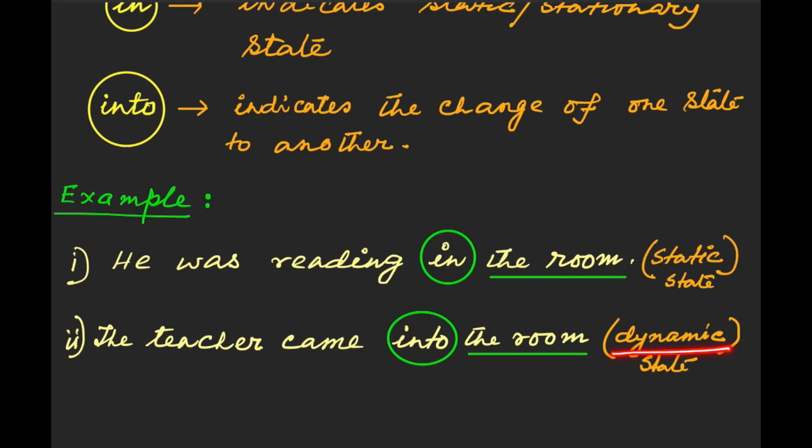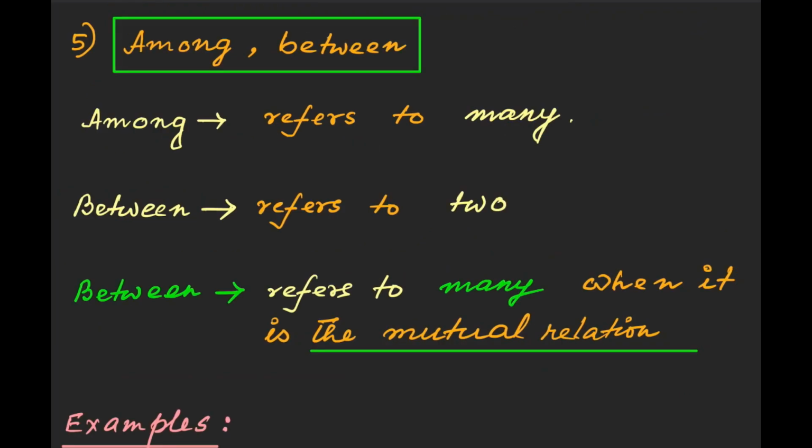Dynamic state, change of state from outside to inside. So the examples for your future reference are: he was reading in the room, static state, and the teacher came into the room, dynamic state. Now see these two important prepositions.